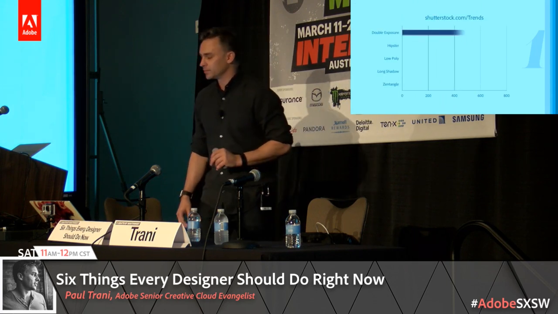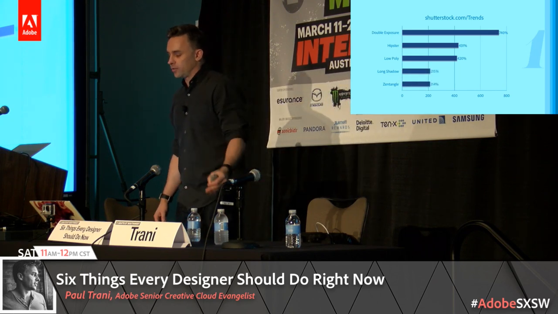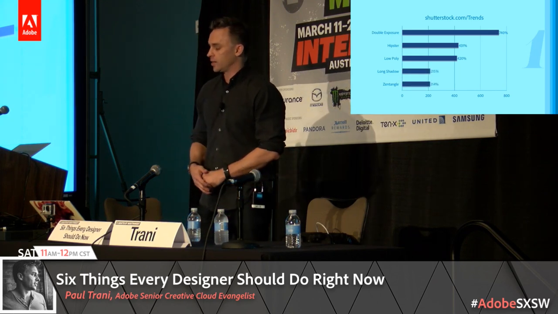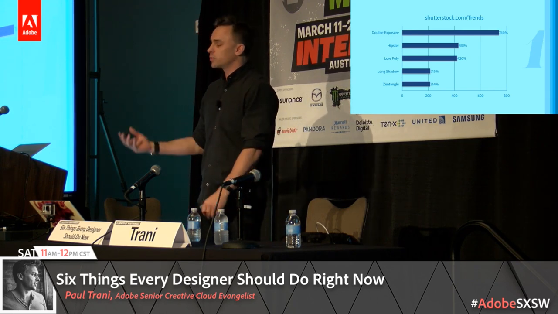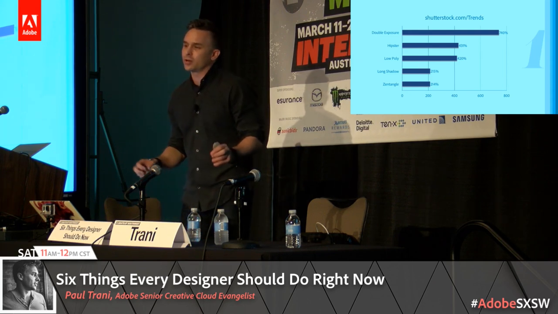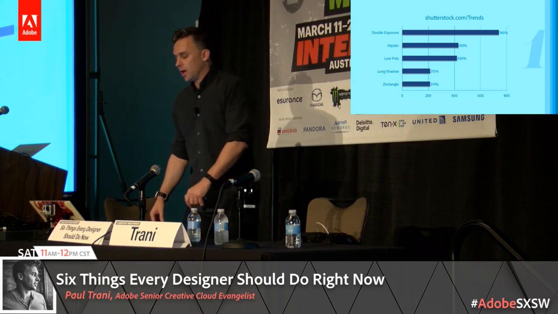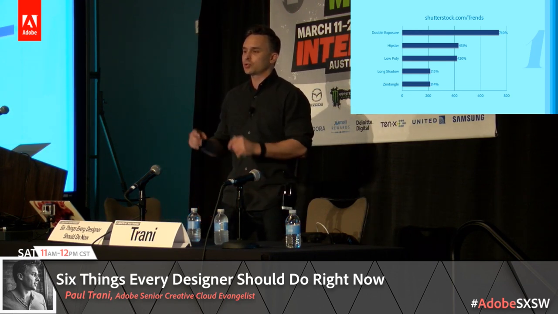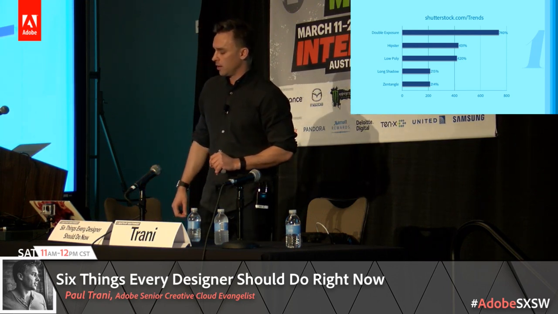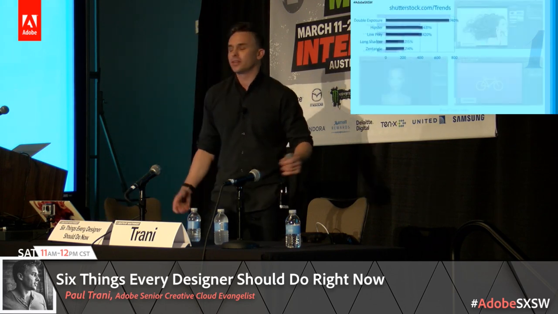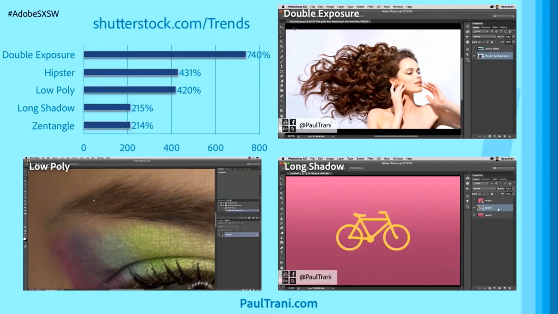What is hot right now, and we can track this, we know what's popular on Adobe Stock, for instance, and Shutterstock does their own tracking as well. They know the number of downloads for the term double exposure. So we know that's really popular right now. We know this hipster term is really popular, whether that's a filter or a way of shooting a photo. Low poly as well, that sort of triangulation look, that's another term that probably gets lumped into low poly. All right, long shadow, Zentangle, they're all there, guys. Here's just a couple of them again, and you can find these online.